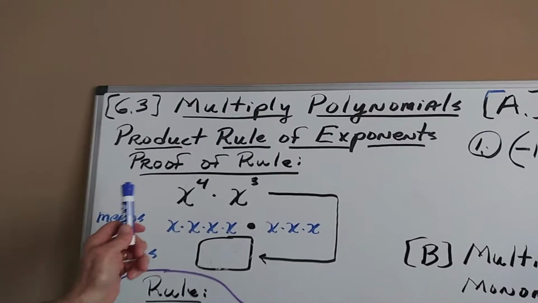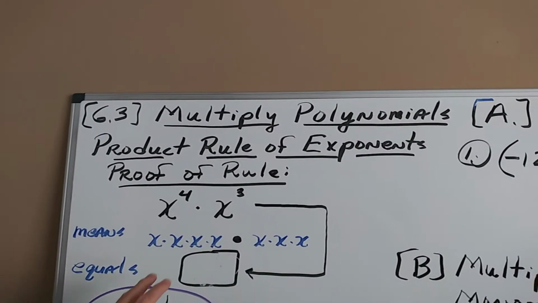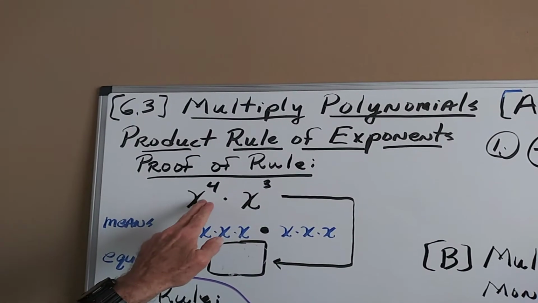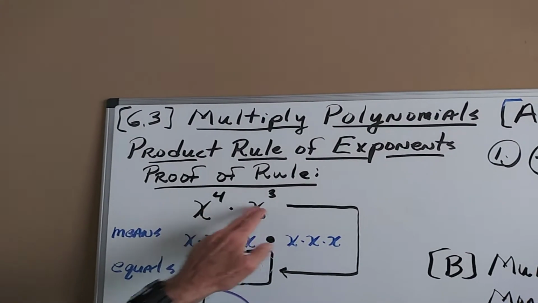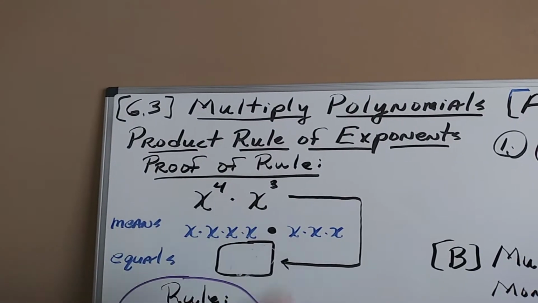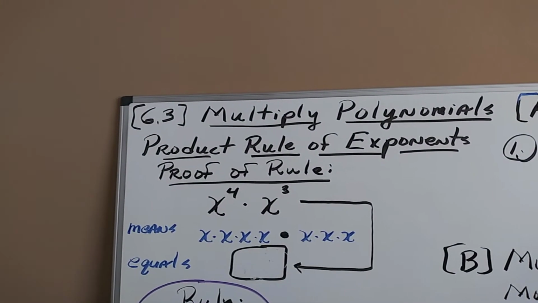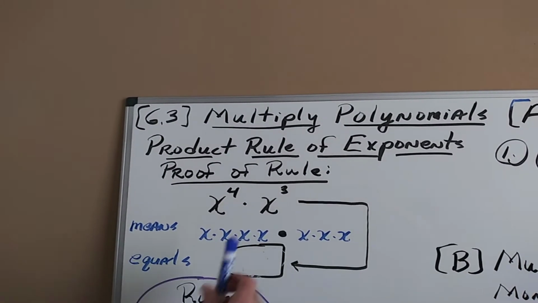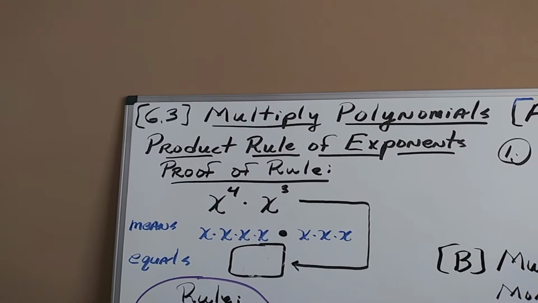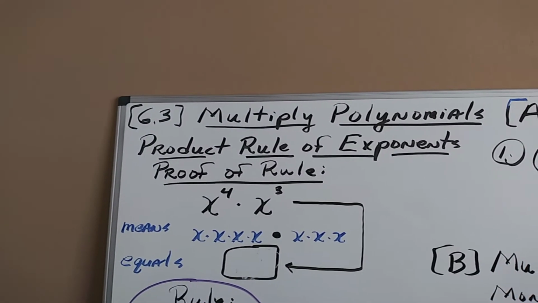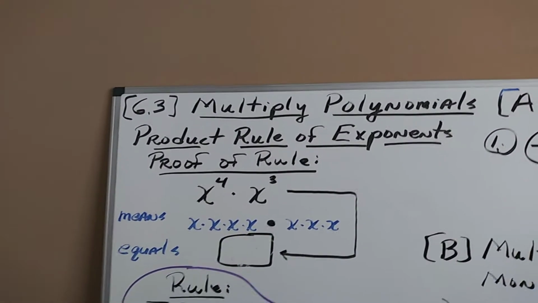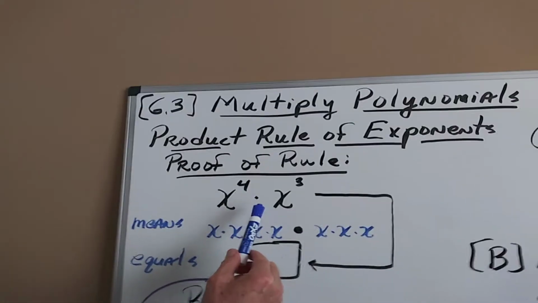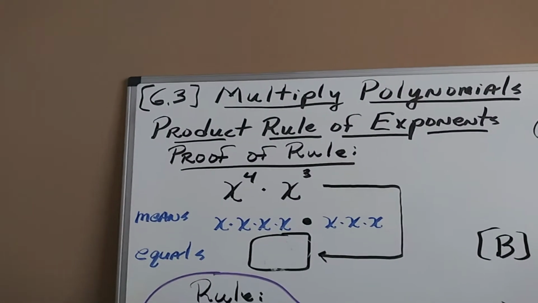And here's the proof of this rule. We're going to begin off with this multiplication problem. We're going to multiply these two monomials together, these two powers together. And I want you to notice as we go into the proof of this that the bases of both of these powers are the same. And that is part of the rule. The bases will have to be the same for this rule of exponent to work. So let's prove how we can generate this answer and then get a rule.